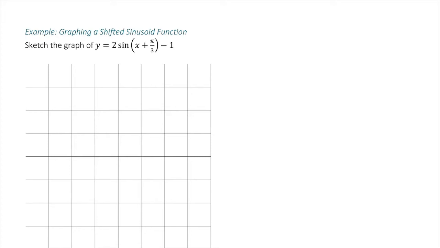Sketch the graph of y equals 2 sine of x plus pi over 3 minus 1. We'll start by finding some key features. We'll start with our amplitude. The amplitude of our function is the absolute value of the number in front of the function, so the absolute value of 2, which is 2.